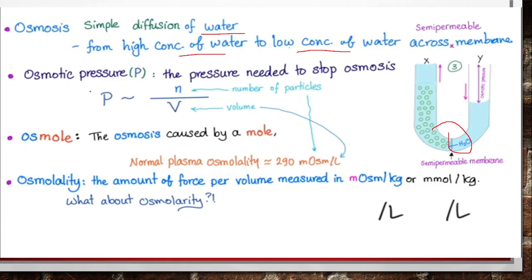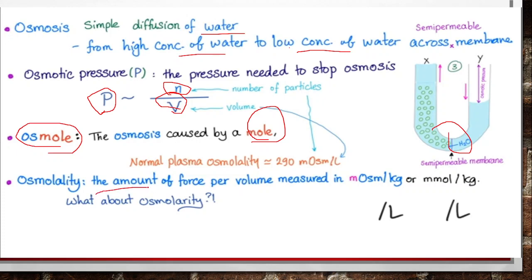Now what is osmotic pressure? Osmotic pressure is the pressure needed to stop osmosis. You can see pressure is denoted by pi, equal to n divided by v. Here n shows the number of particles and v shows the volume. This volume can be calculated in liters. So what is osmol? Osmol is the osmosis caused by 1 mole. This is known as osmol.